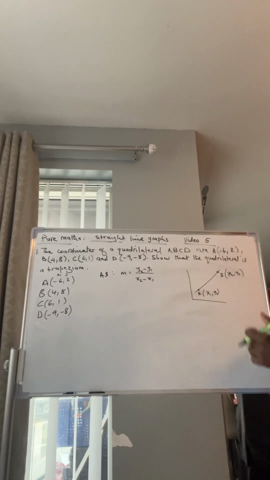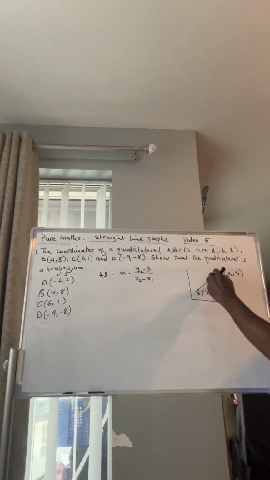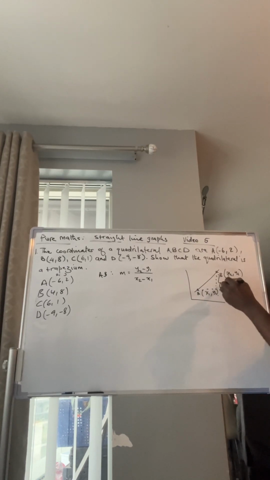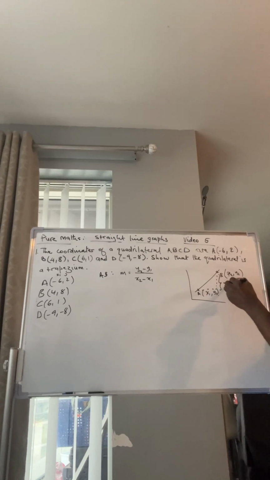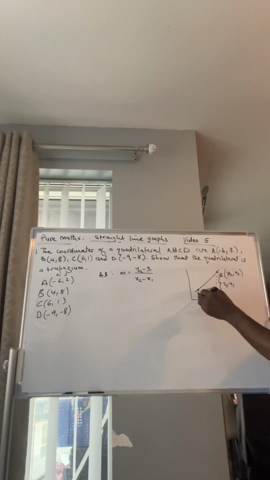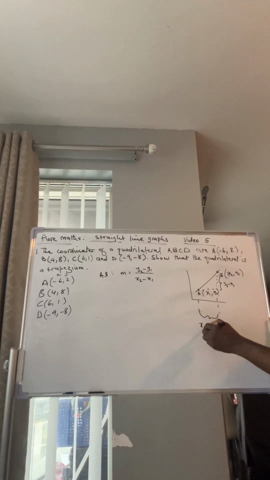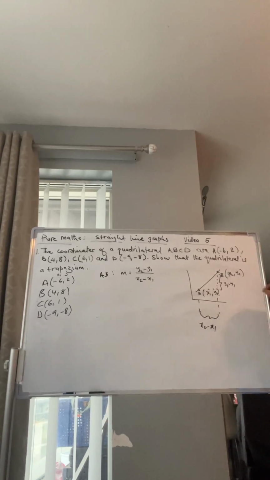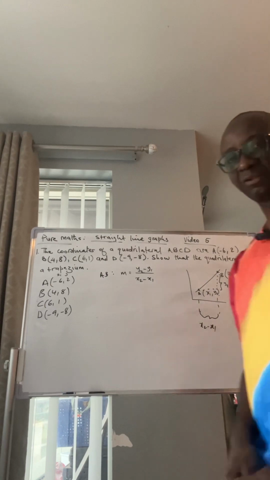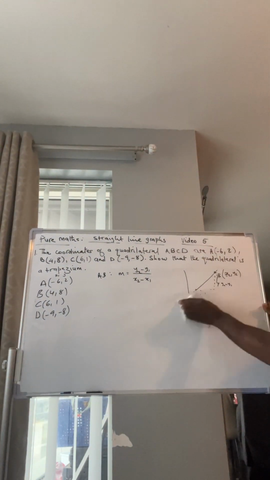So more or less, this is the rise. This here is your rise, your y2 minus y1, all over the run. The run, let me just extend this one here, is x2 minus x1. So this over this gives you the gradient of your line.